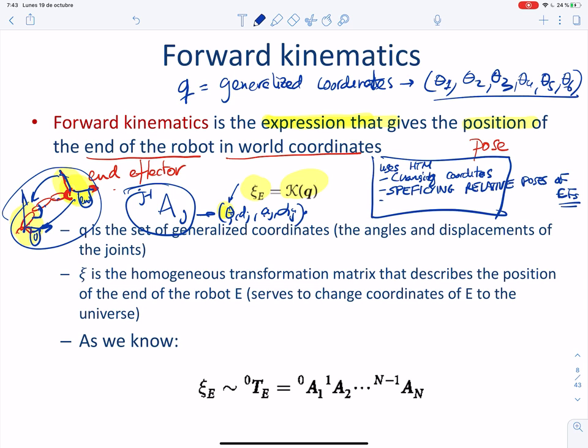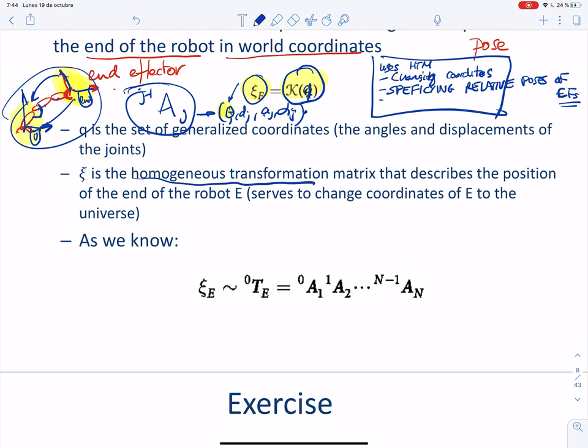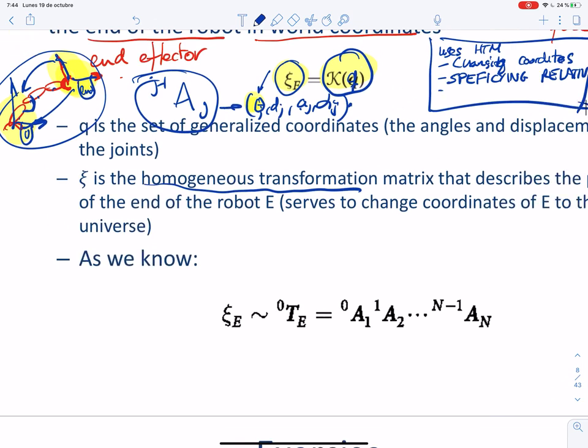So q is the vector of generalized coordinates, which is the set of variables that change with time for each of the joints, put all together in a vector. If it is a robot made only of revolute joints, then it's going to be the set of theta values from theta 1 to theta 6. And this function that depends on q, that is, depends on all the theta, gives us a homogeneous transform matrix that describes the position of the end of the robot with respect to the universe. We have already specified that.